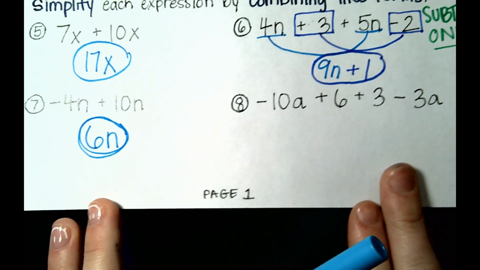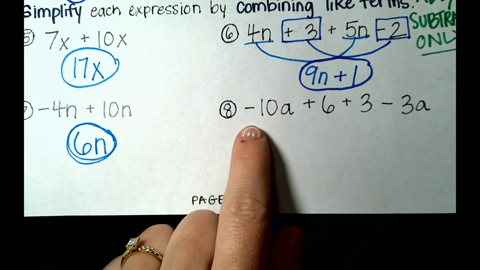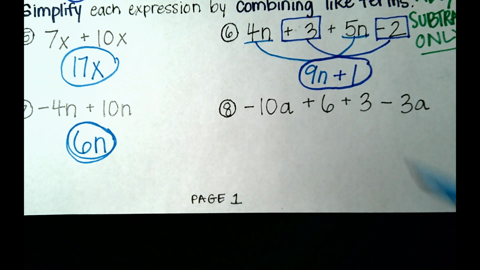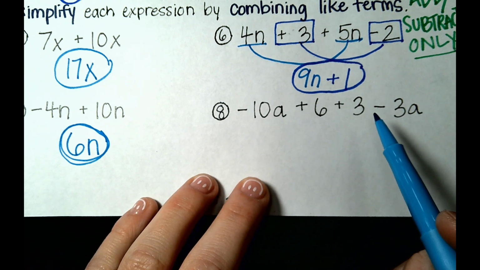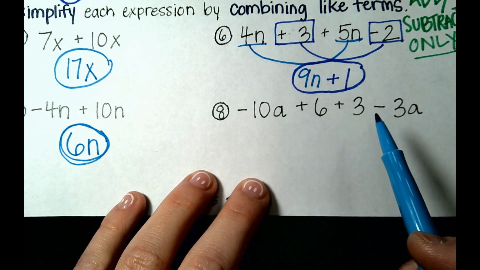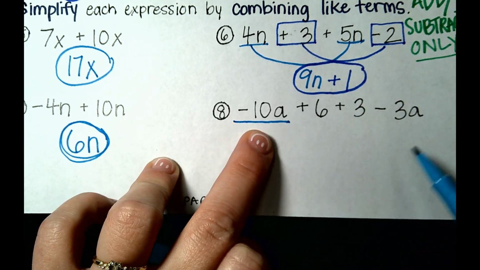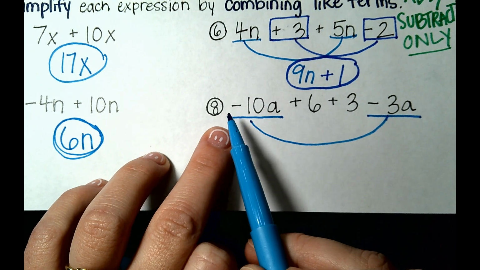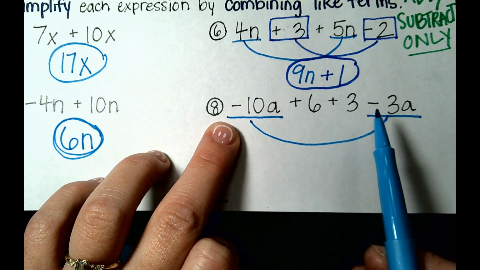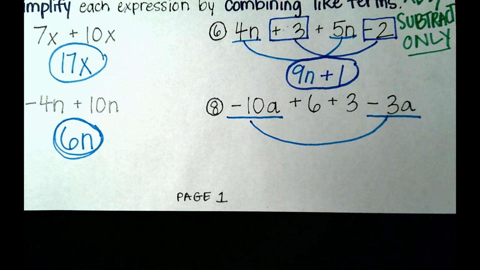Who wants to tell me about number 8? Who feels good about the answer? Minus 10a minus 3a. That's minus 7. Here's what we got. Negative 10a and negative 3a. These do go together. What is negative 10 minus 3? Negative 7. Almost. It's going to be negative 13.